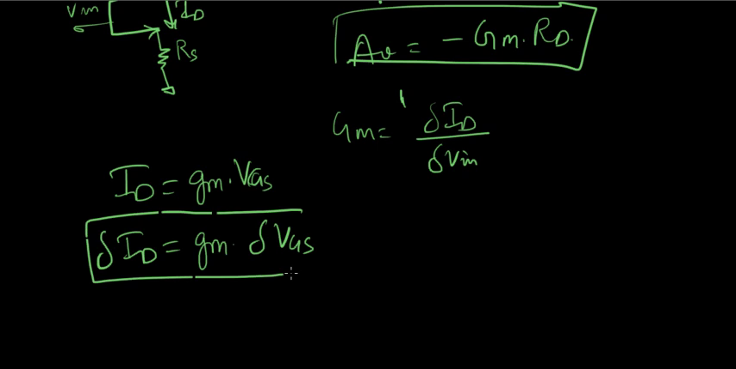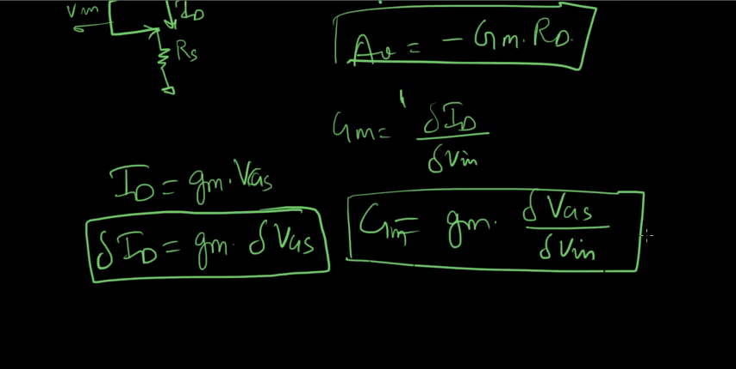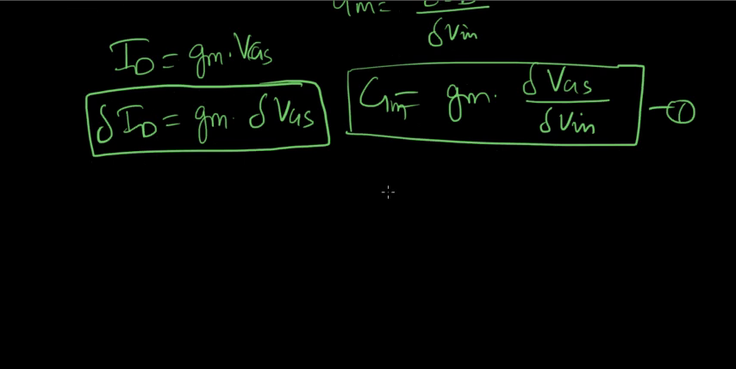Correct me if I'm wrong. Right, the change in drain current. So we put that here: GM times delta VGS over delta Vin, and here we put a GM, the capital GM. Let this be equation 1. We've written a lot of equations, but for now, let this be equation 1.